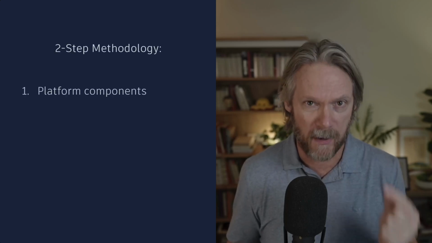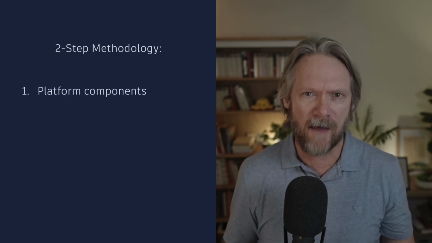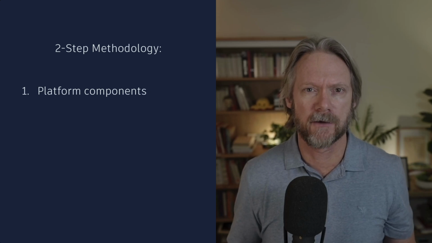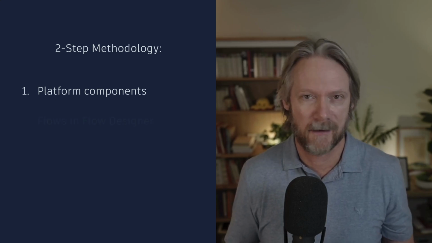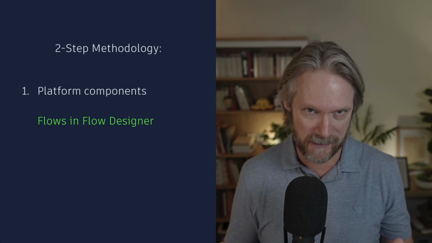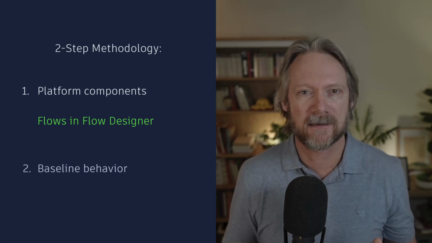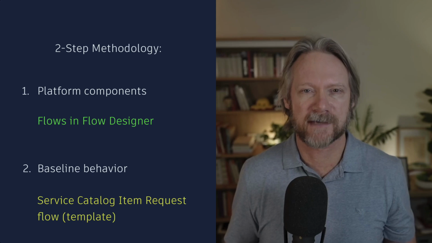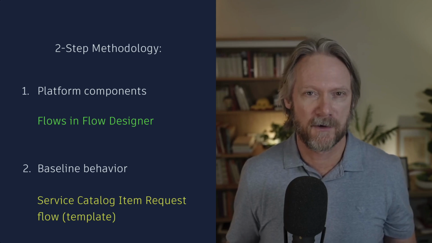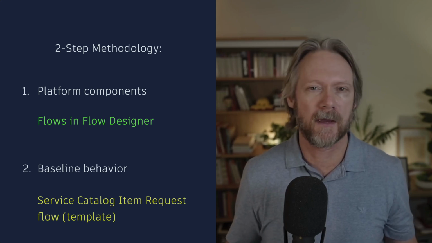First, platform components. What platform components are or can be used to build a fulfillment flow for catalog items? In this case, the answer is clear. It's Flow Designer. What about baseline functionality? In some instances, you may find a baseline service catalog item request flow, which is provided as a template for you to copy and modify.